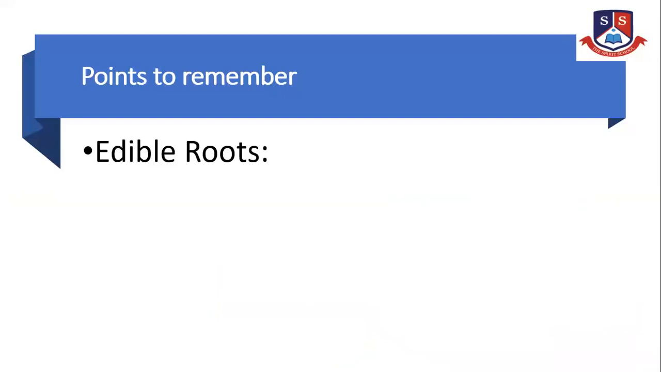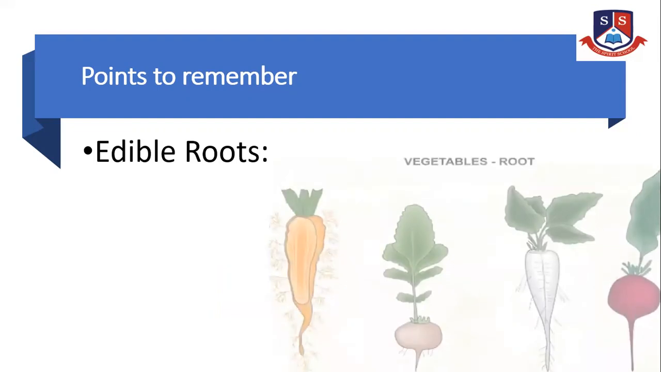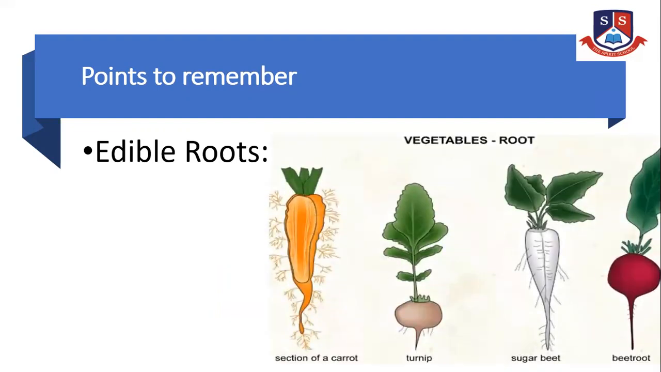Points to remember. Edible roots. In this picture, carrot, turnip, sugar beet, and beetroot are the examples of the edible roots. These roots are used to eat.